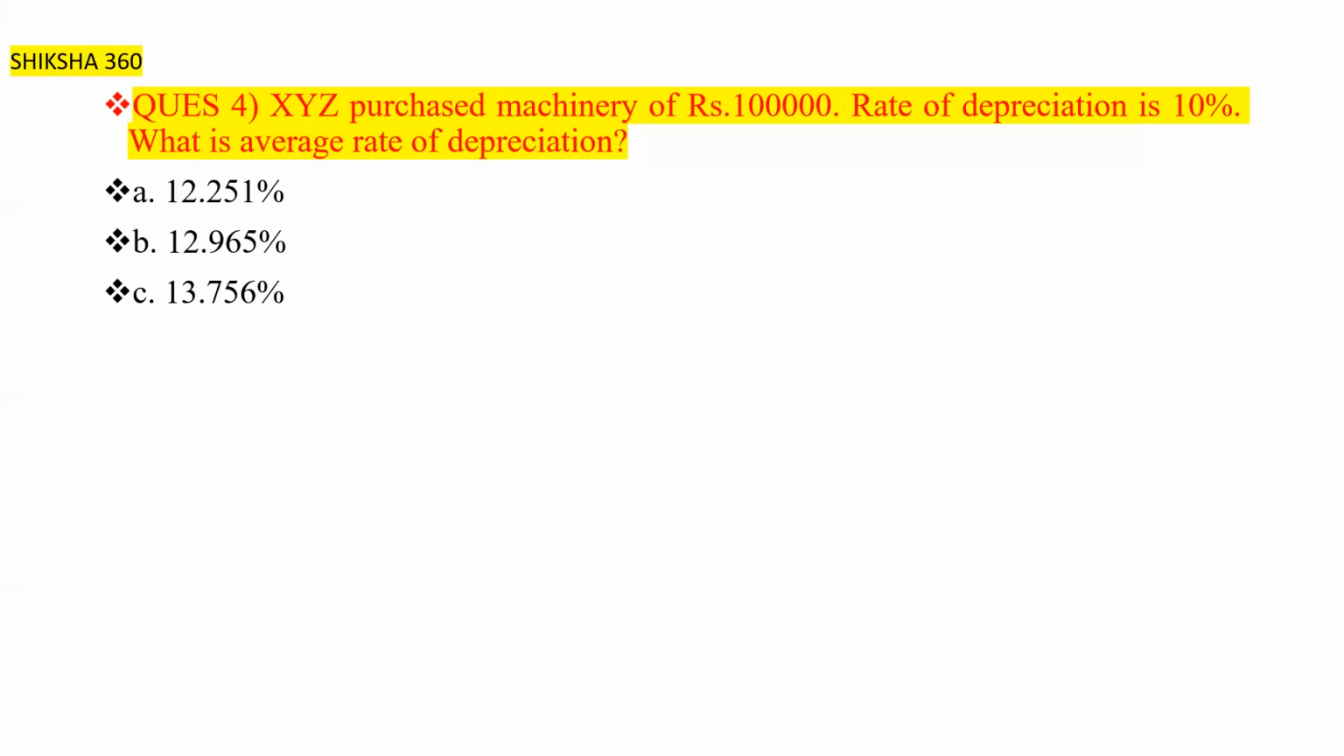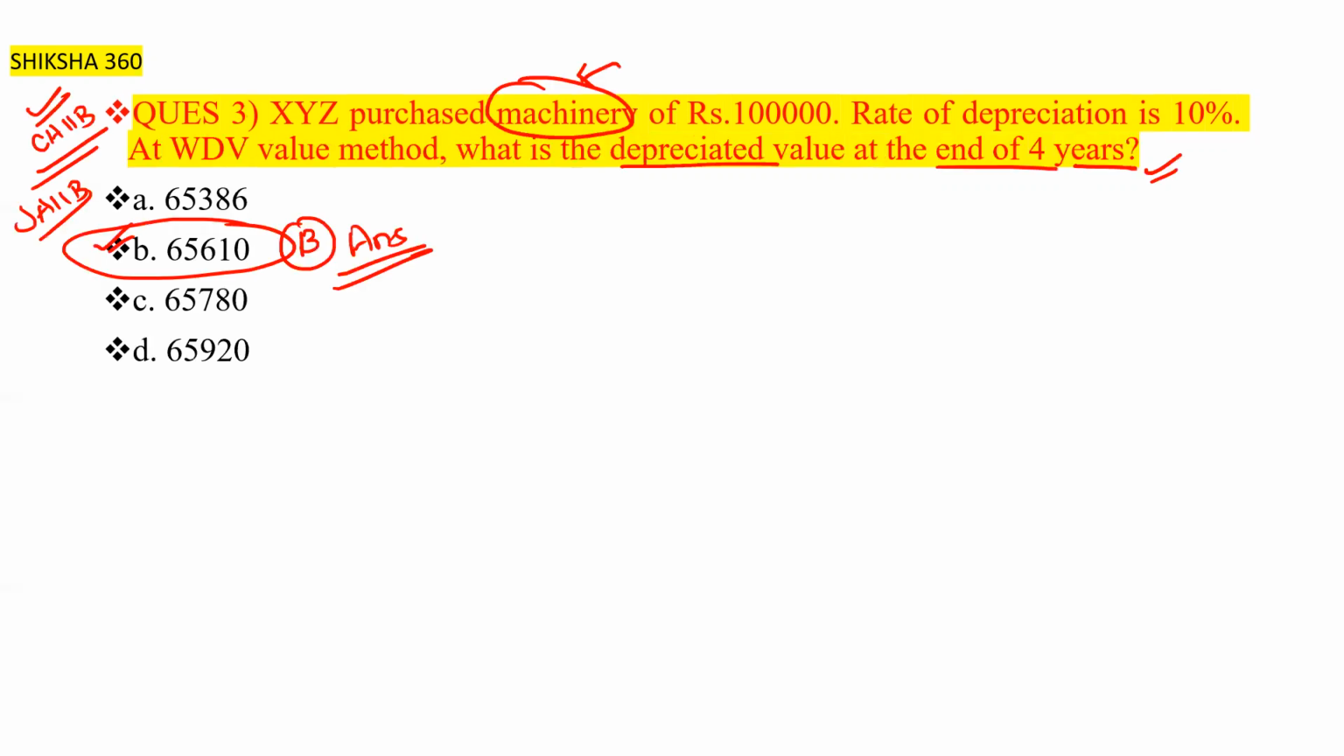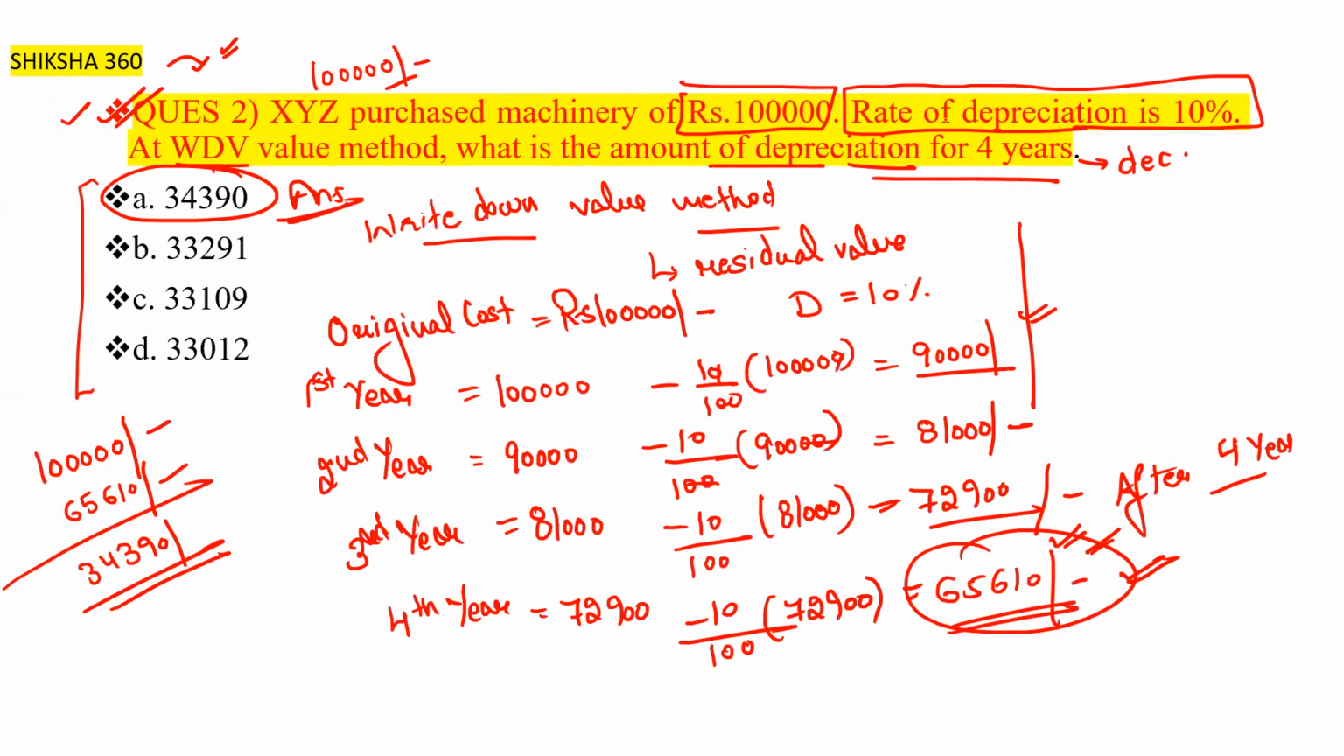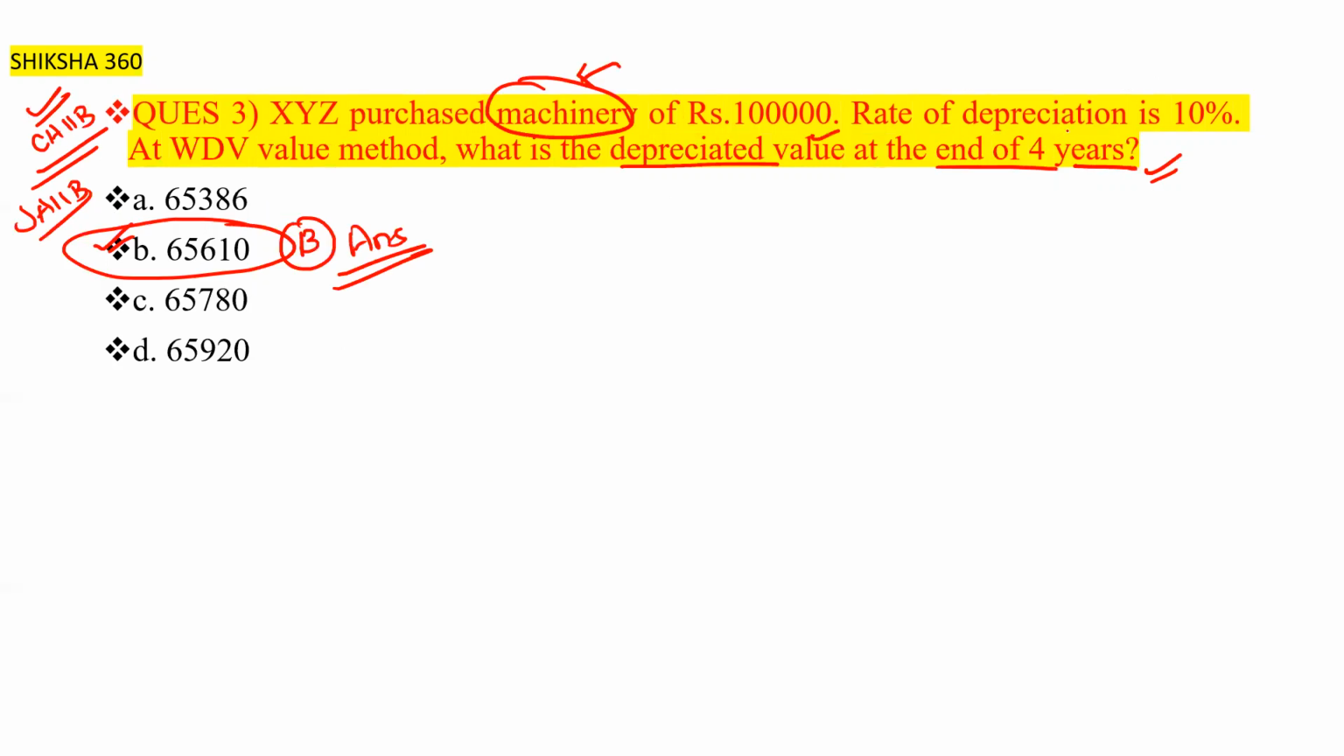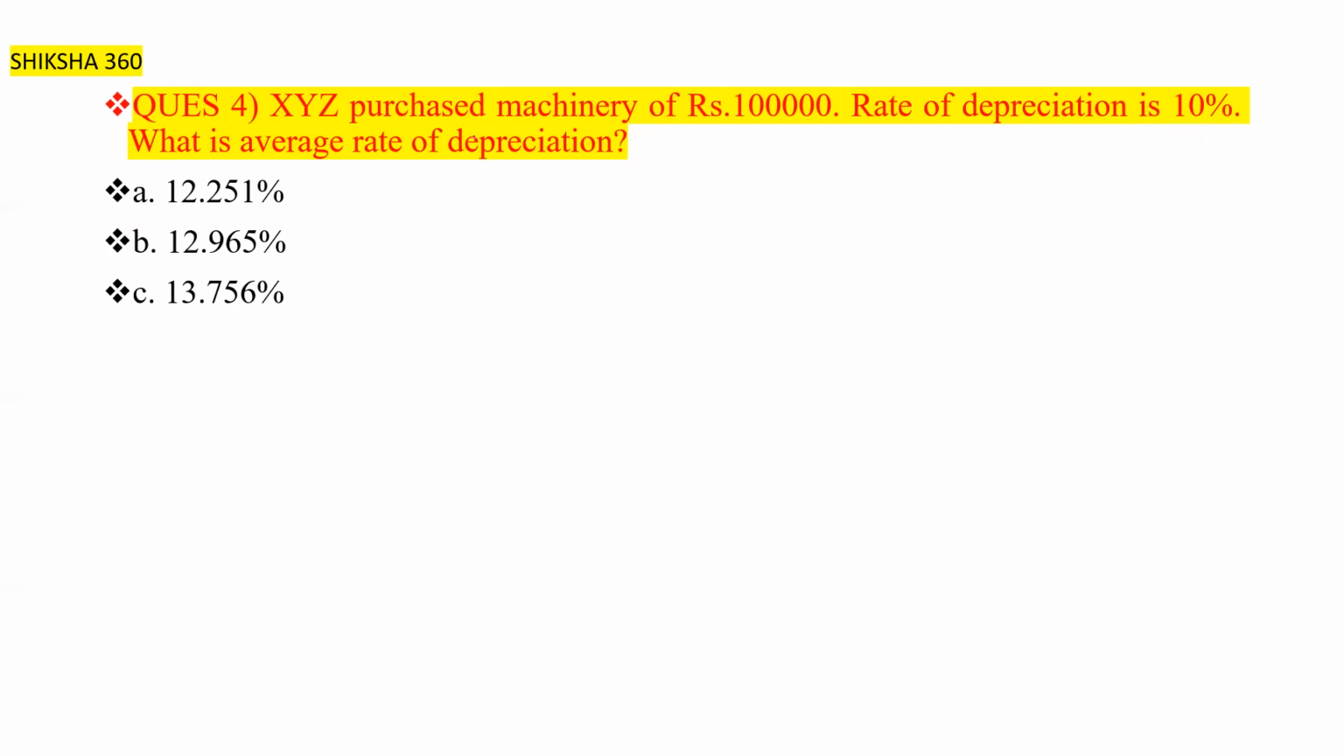Now move to the next question, a similar type of question. Now they are asking one new thing. In the first question we calculated the amount of depreciation, and here we calculated the depreciated value at the end of 4 years. Now XYZ purchased machinery of rupees 1 lakh, rate of depreciation 10%. So what is the average rate of depreciation?